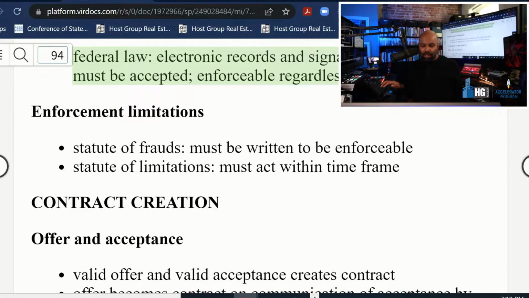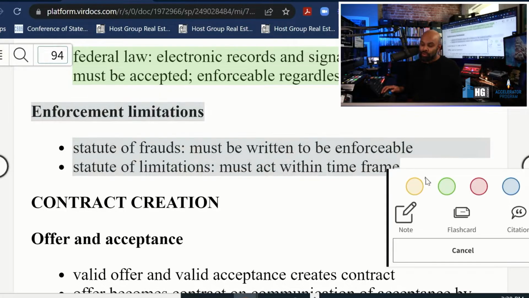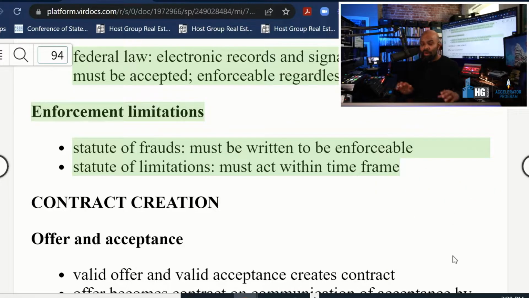Enforcement limitations. So the statute of frauds and the statute of limitations. Statute of frauds: certain contracts must be in writing in order to be enforceable. We learned about real estate purchase contracts and exclusive listing agreements as parts of things that need to be in writing in order to be enforceable. Then we talked about the statute of limitations, where we have to act within its time frame. If there's a breach of contract, it could typically be 2 years. You have up to 2 years to bring a lawsuit, or you have no time after the 2-year period. Okay, that's the statute of limitations and then the statute of frauds.